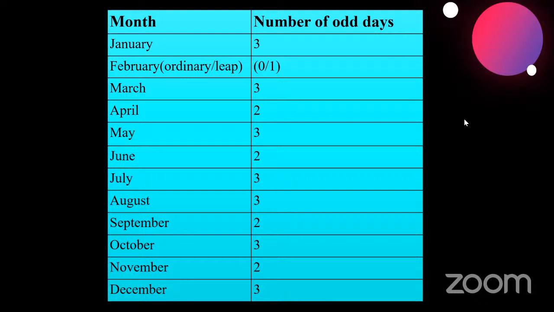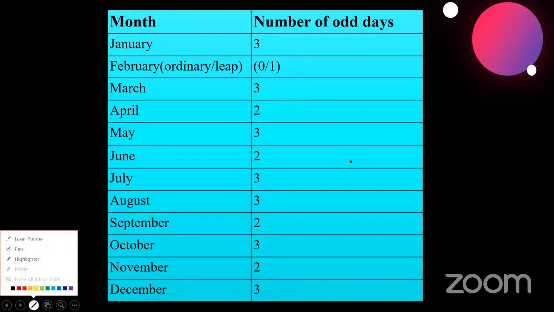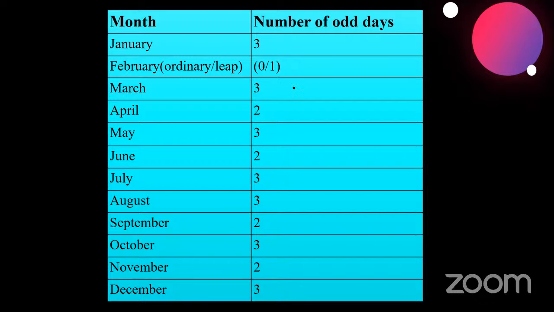In an ordinary year, 52 weeks are there and 1 odd day is there. How do these odd days come in a month? We have to add them together. From that, a leap year will form 30 days, and an ordinary year will form 29 days.